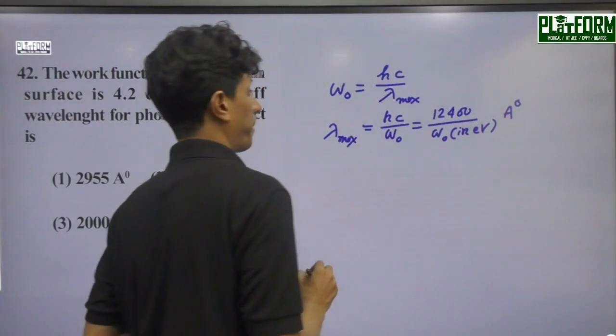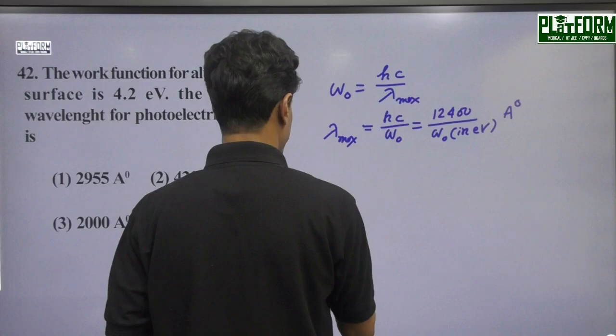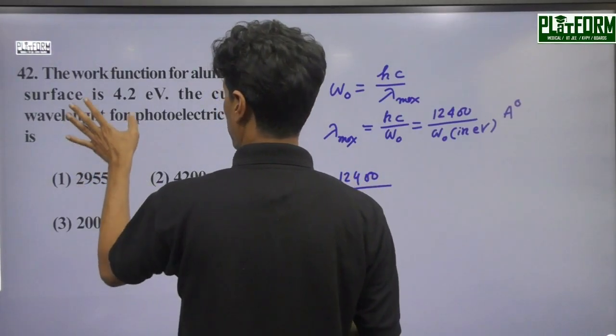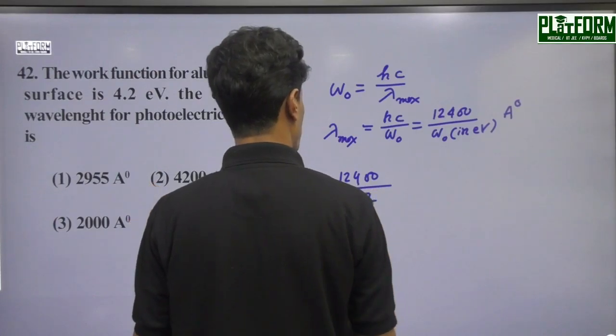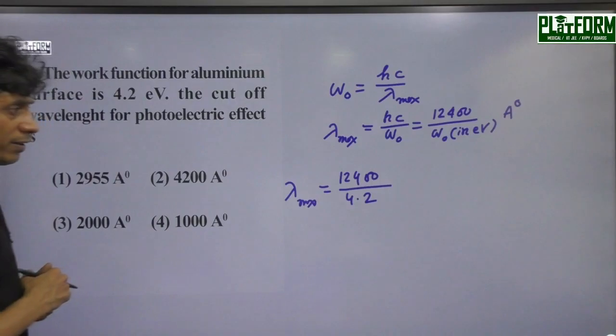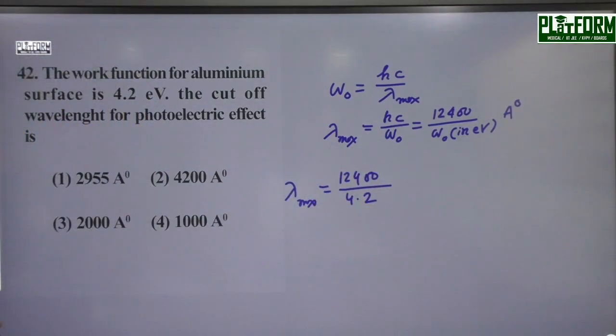So, simple calculation: 12,400 by 4.2. Without calculating, we can say that 12,400 upon 4.2 should be greater than 2, but slightly less than 3. So the right option here is 1.